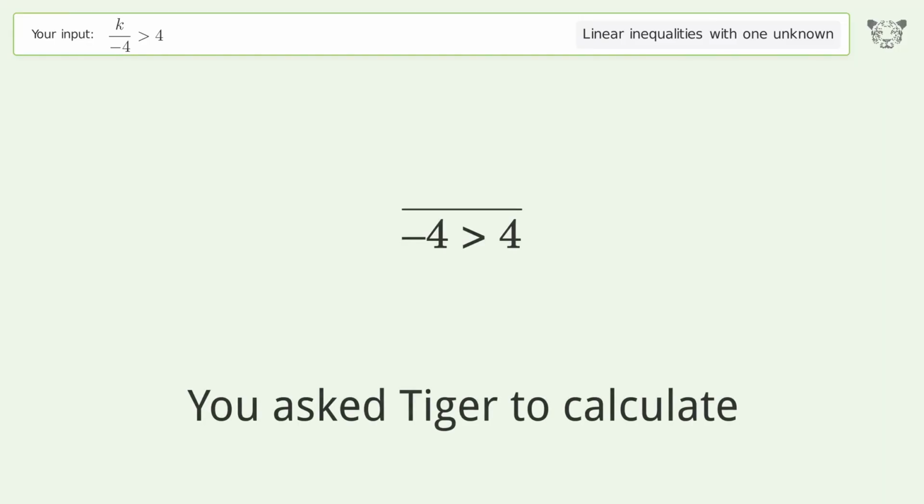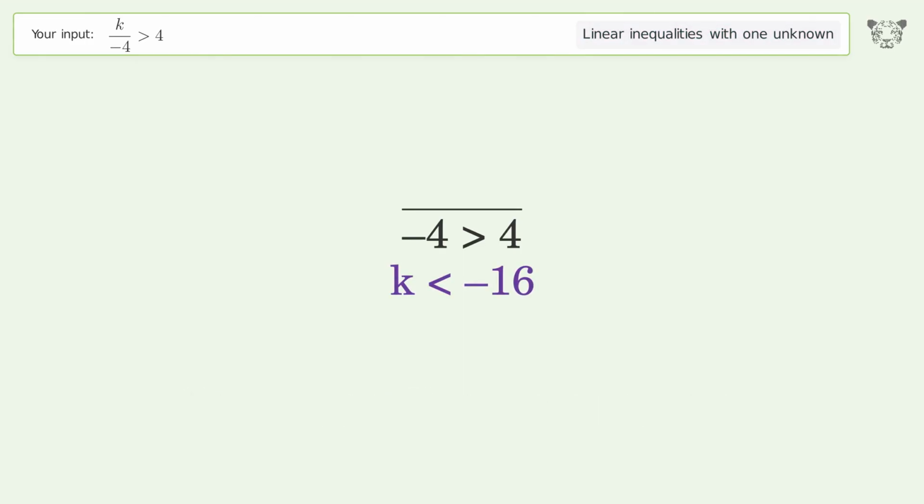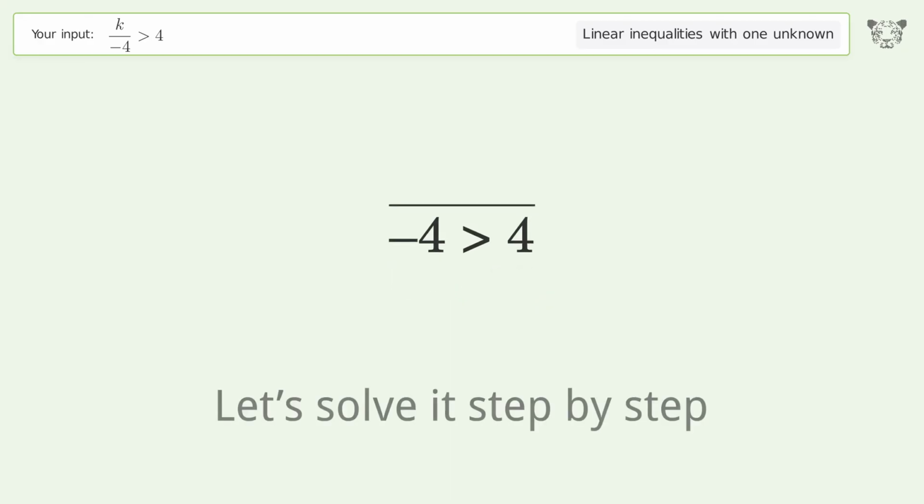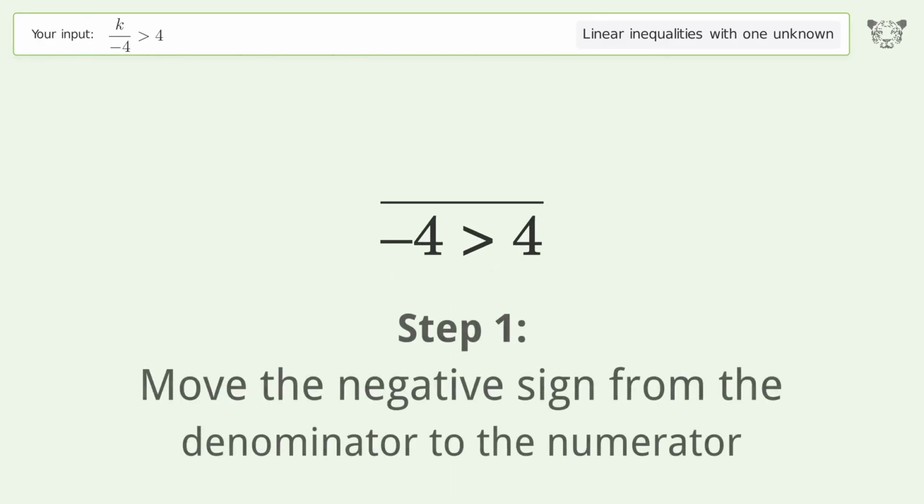You ask Tiger to calculate. This deals with linear inequalities with one unknown. The final result is k smaller than -16. Let's solve it step by step. Move the negative sign from the denominator to the numerator.